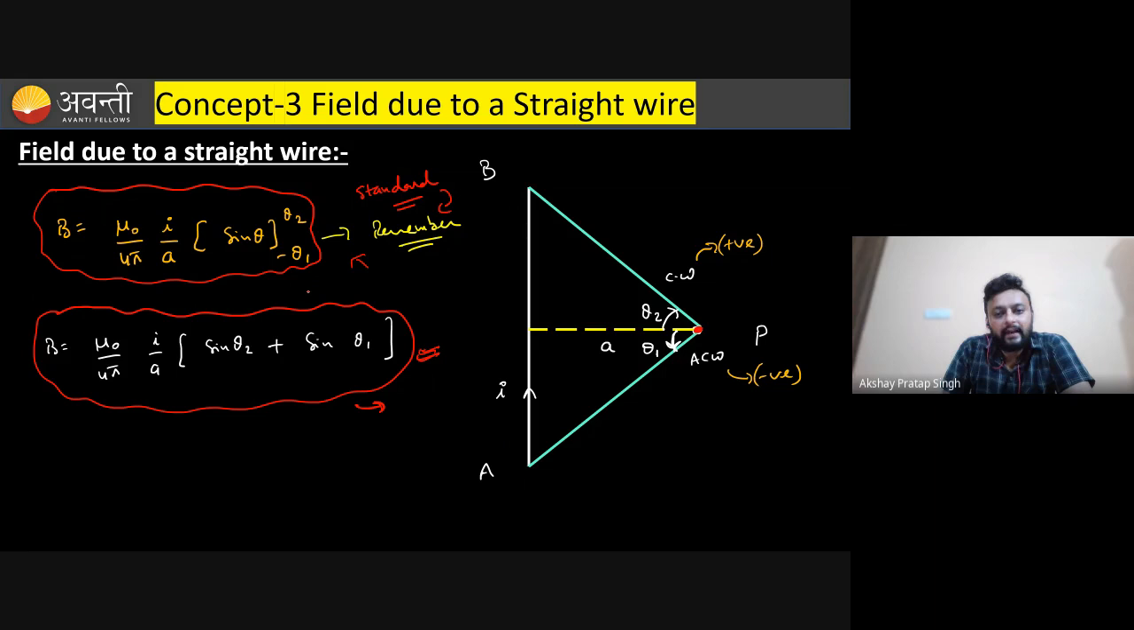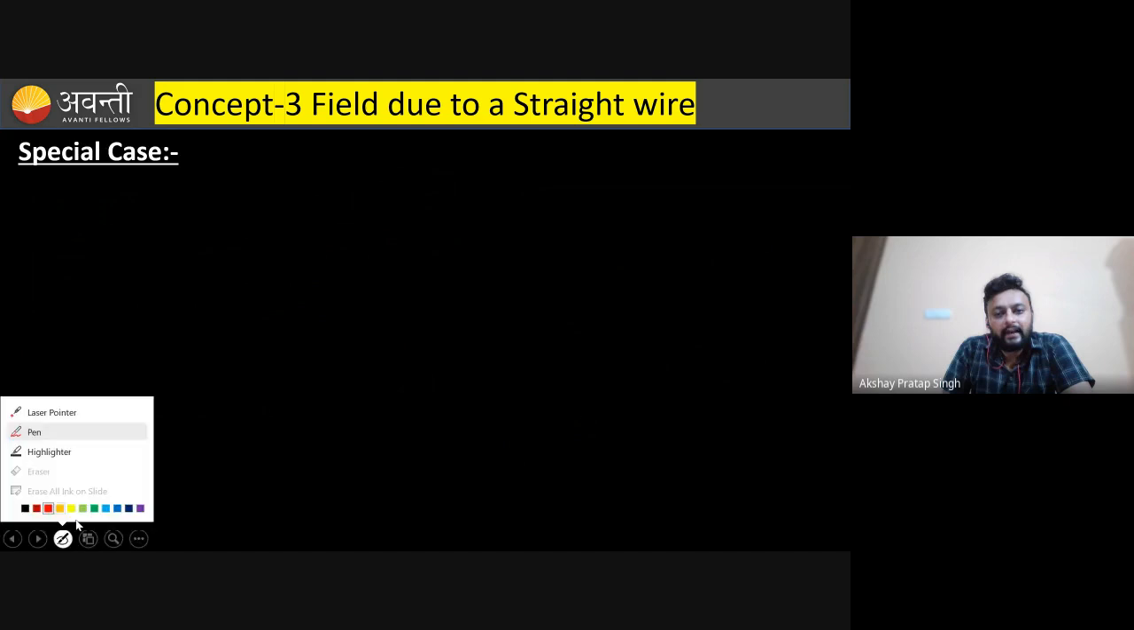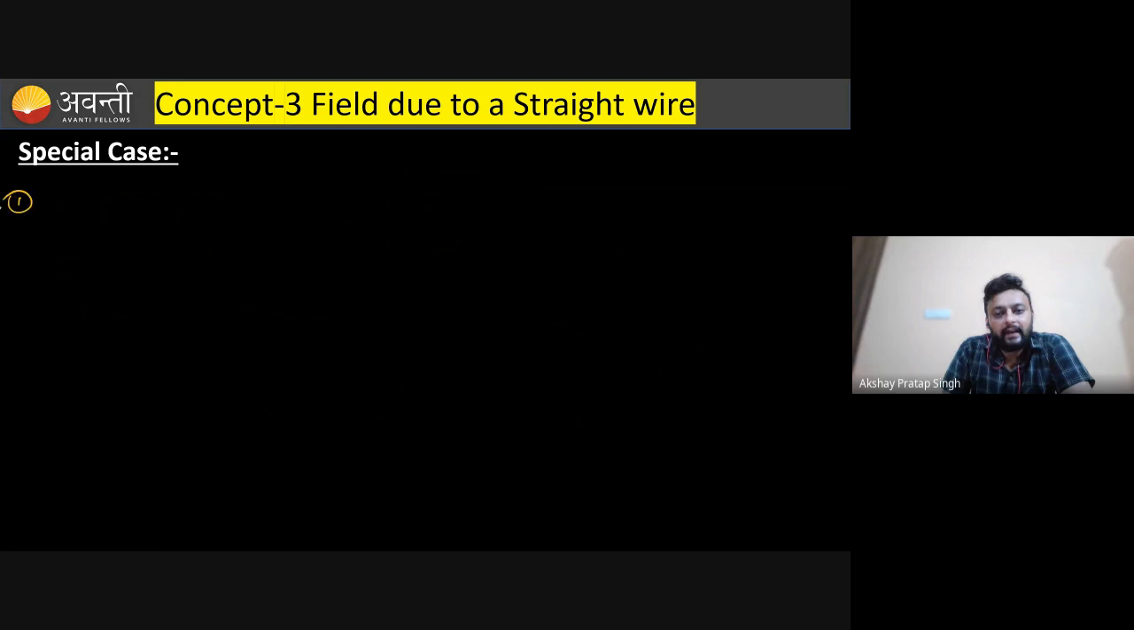Clear. Moving further. Now there are some special cases. I will look at that first. First is if the wire is of infinite length, or you can say a long wire. Whenever I say long wire, it means of infinite length. That is a very long wire. Actually, infinite is nothing, but let's suppose. So for this situation, let's consider there is a wire.